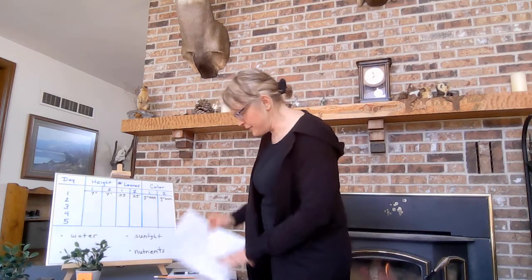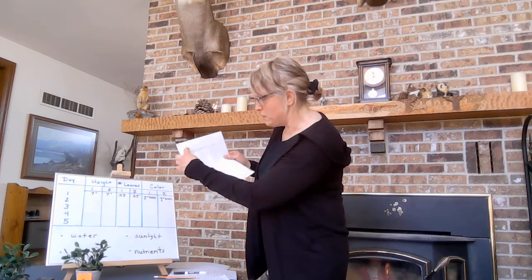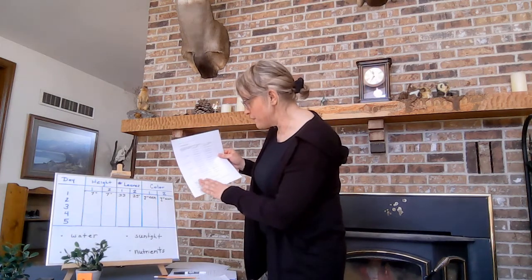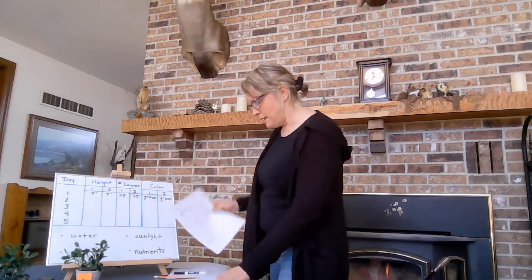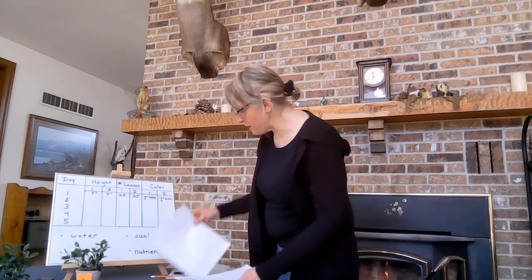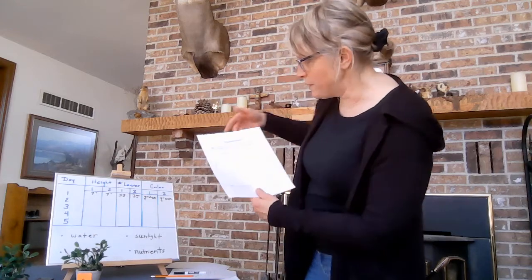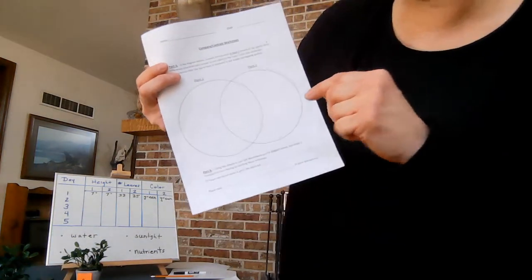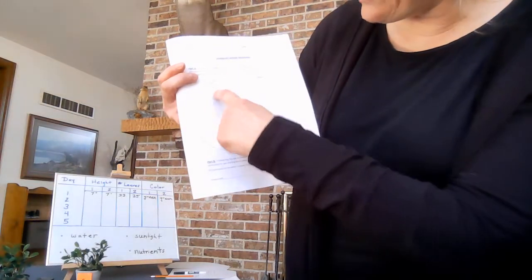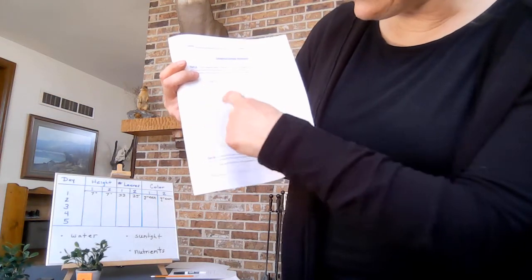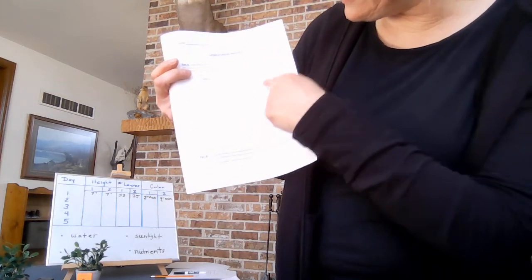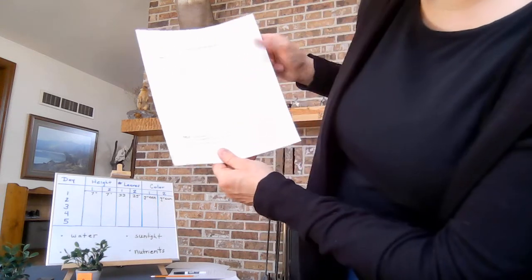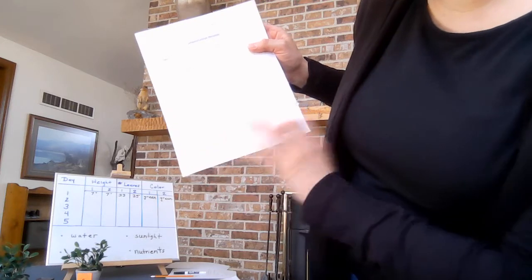So we can't complete this until we fill out the data for all 5 days. Then we're going to report our findings. And then we're going to do this compare and contrast worksheet, a Venn diagram. Yeah, we've used this before. Plant number 1, you're going to put things that are specific to plant 1, things that are specific to plant 2 over here, and similarities right in the middle. And at the bottom here, you're going to put your conclusion.